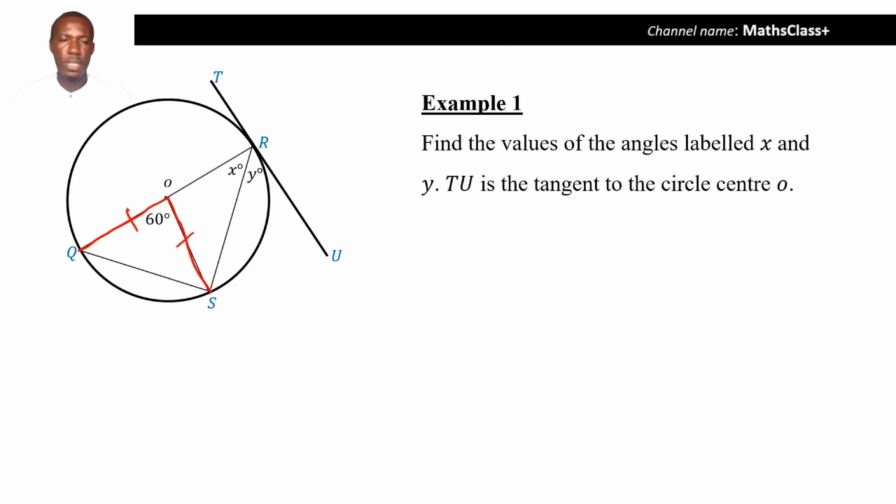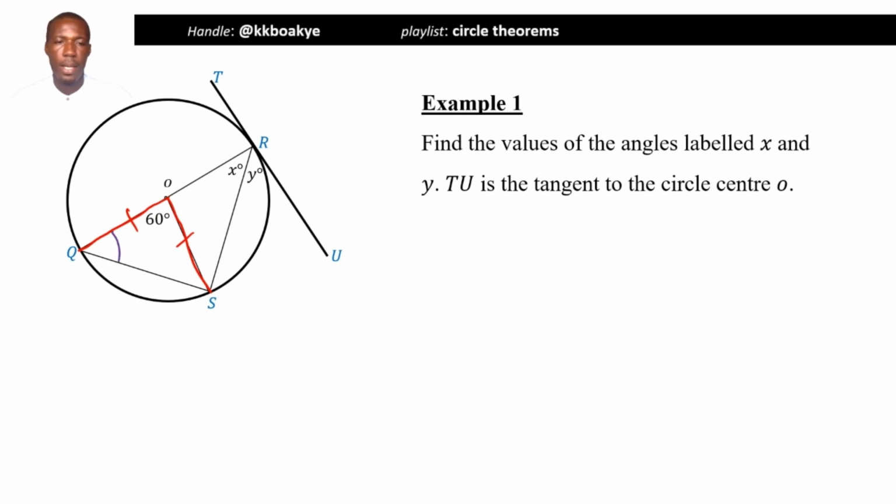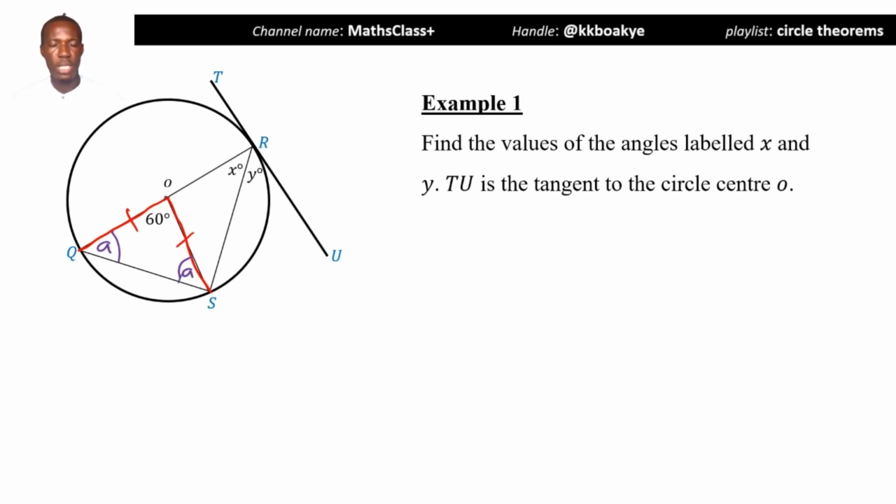That shows that our triangle QOS is either isosceles or equilateral. But for now, we only know the two sides. So let's say it is isosceles. That means that the base angles here and here are equal. So let's label them A. Each one is of the same size, so we use the same variable for them.